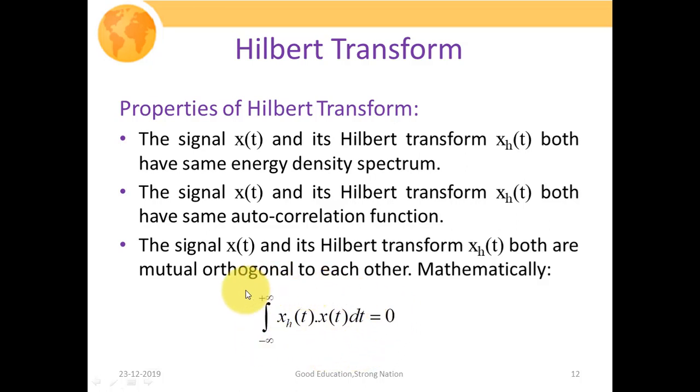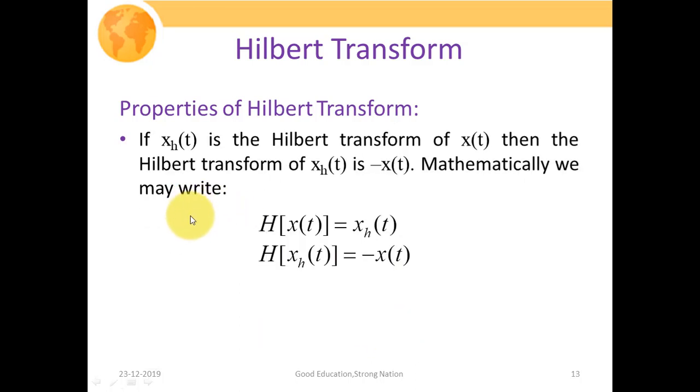The proof is quite simple. Let us assume that the signal x of t is equal to cos t and its Hilbert transform turns out to be cos of pi by 2 minus t, which turns out to be sin t. So after multiplying, we get 2 sin t cos t upon 2, which is equivalent to sin 2t upon 2, integrated from minus infinity to infinity. Since sin 2t is an odd function, integrating within the limits of minus infinity to infinity, we are left with 0.